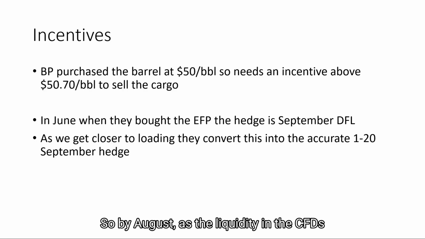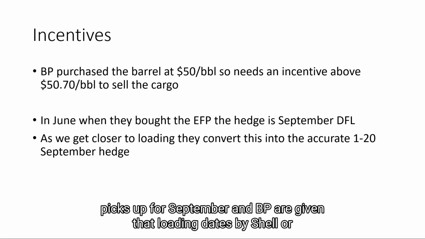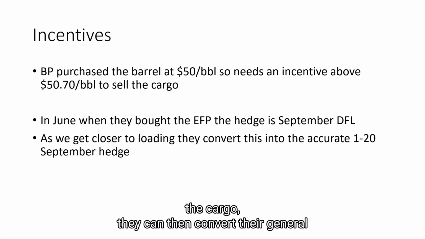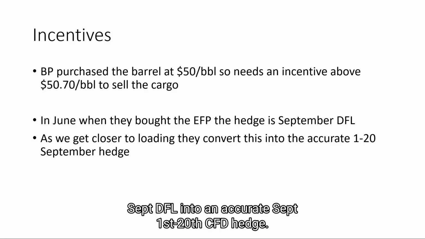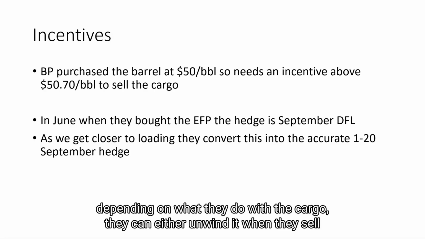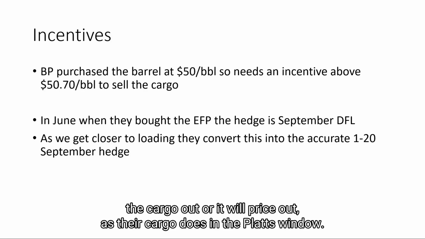So by August, as the liquidity in the CFDs picks up for September and BP are given their loading dates by Shell, or they're able to infer through the curve whereabouts they're expected to be delivered the cargo, they can then convert their general SEP DFL into an accurate SEP 1st to the 20th CFD hedge. And depending on what they do with the cargo, they can either unwind it when they sell the cargo out, or it will price out as their cargo does in the Platts window.